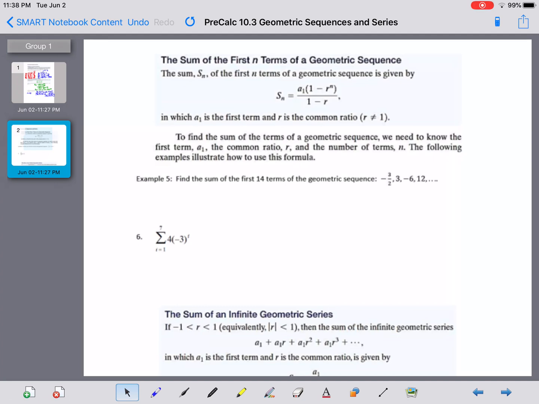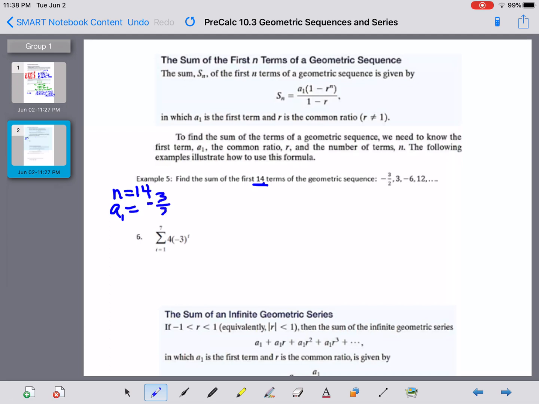All right, so let's look at this. To find the sum, we need to know the first term, we need to know the common ratio, we need to know the number of terms. So that's the things we need to make sure we can find, and once we know those, we can find the sum. So how many terms do we have here? Find the sum of the first 14 terms, so n is going to be 14. My a sub 1, my first term, looks like it is negative 3/2.